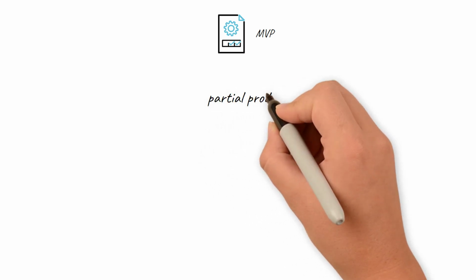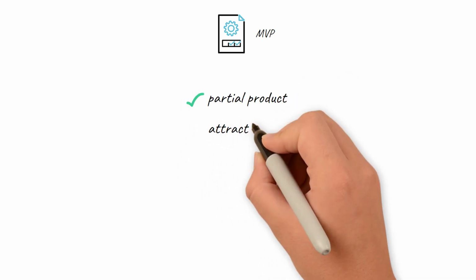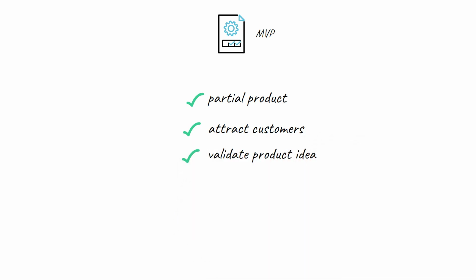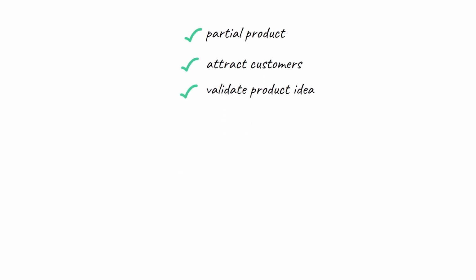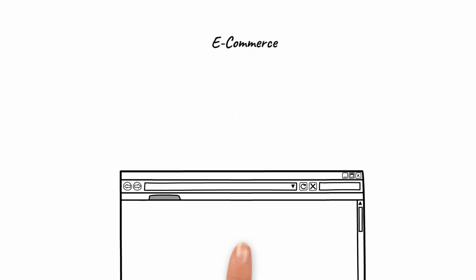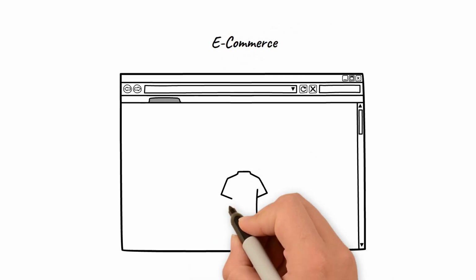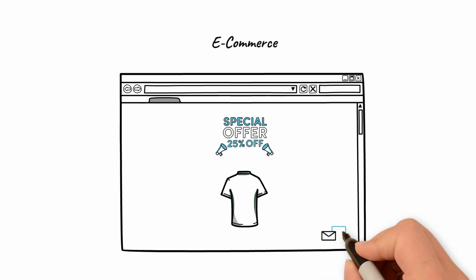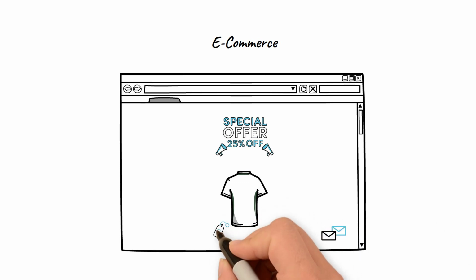MVP is a partial product that has enough features to attract early adopter customers. The purpose of the MVP is to validate the product idea early in the development lifecycle. For example, let's say you want to build an e-commerce website selling apparel. The MVP could be just a digital landing page in which you can market your product and potential inventory. This will allow your team to validate the interest in your product without building the entire website.